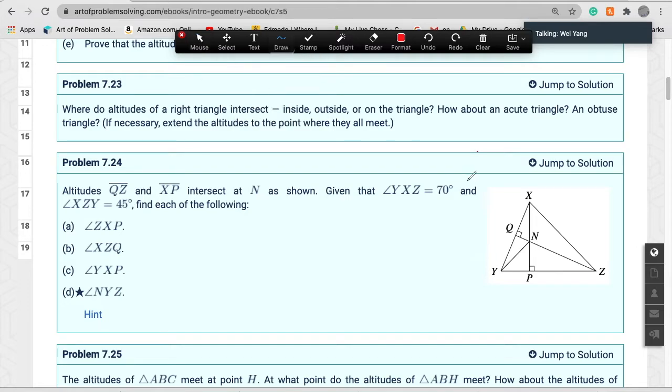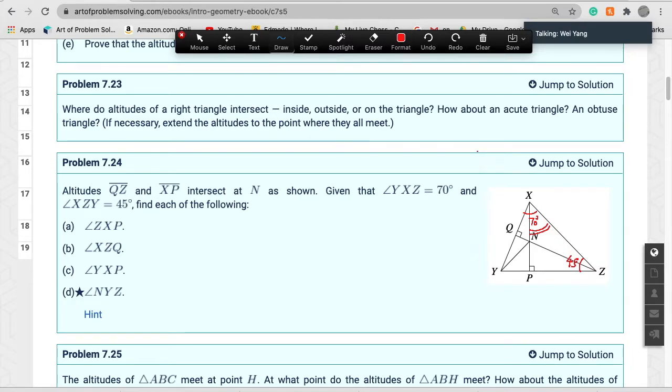Now let's mark this one. This one equals 70 degrees. This one, XZY, equals 45 degrees. Then they ask you to find each of the following. First, find the angle ZXP. They ask you to find this angle. What is this angle?